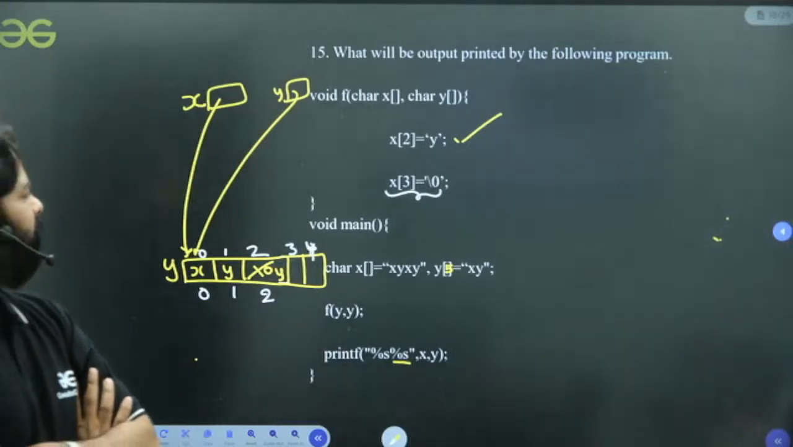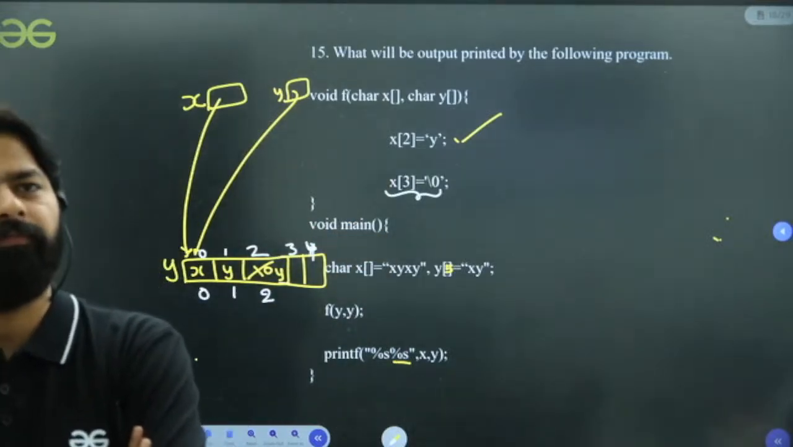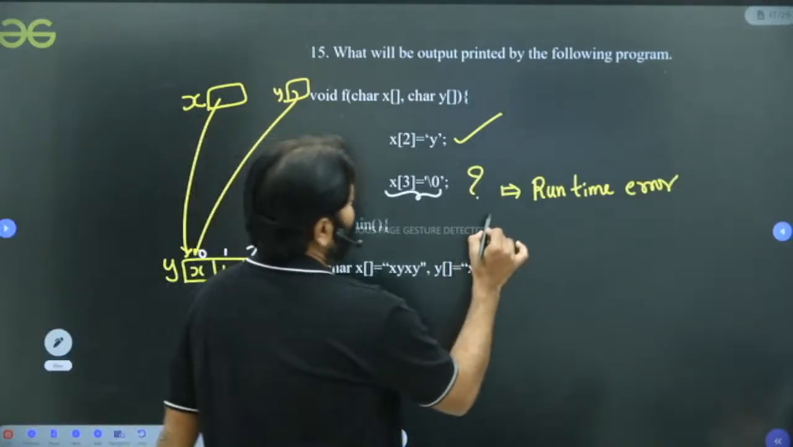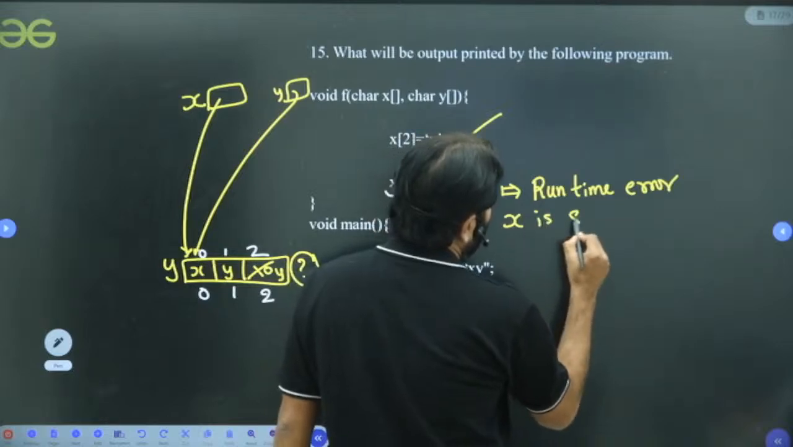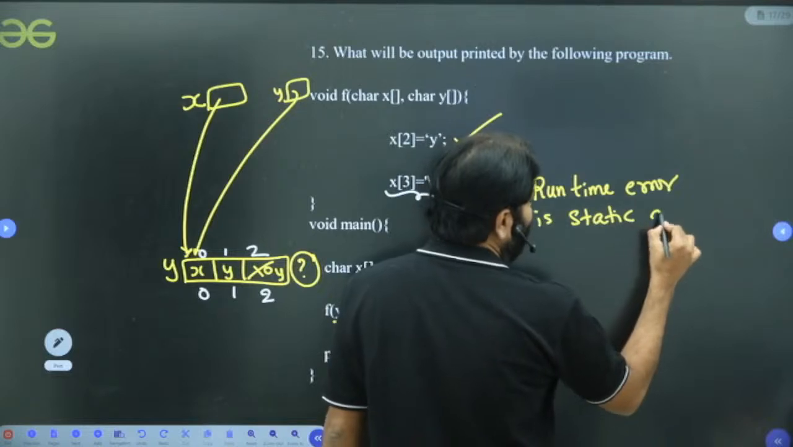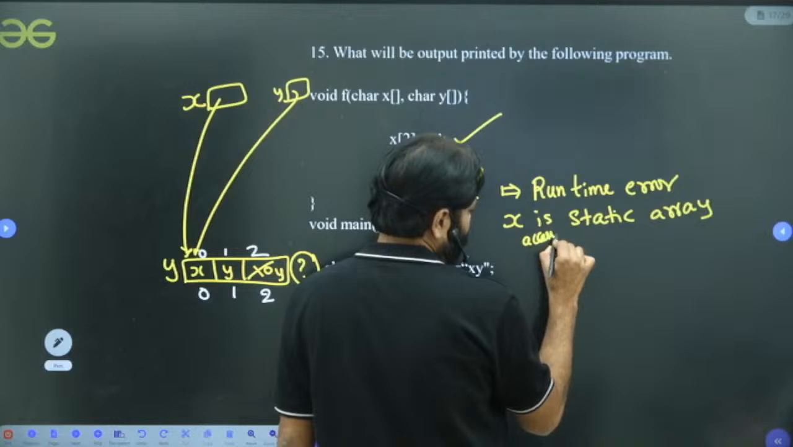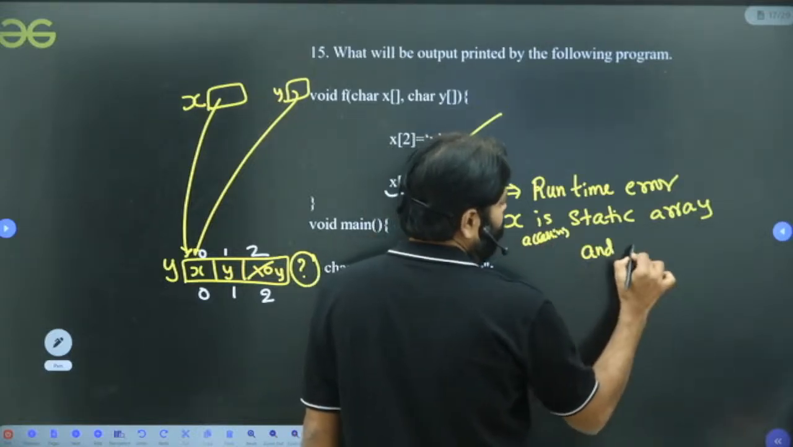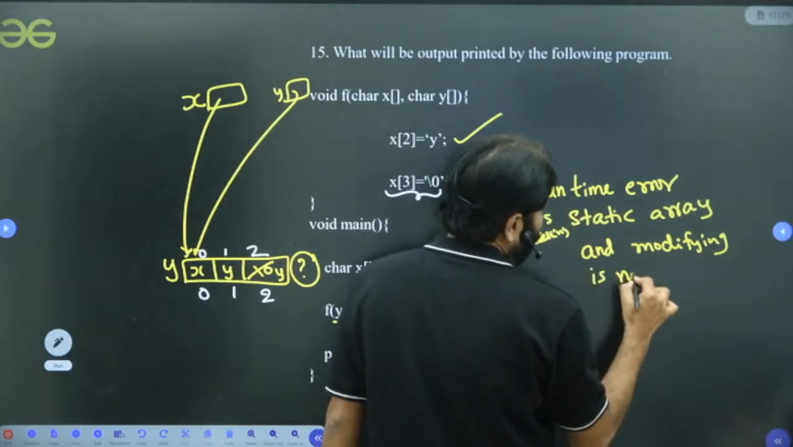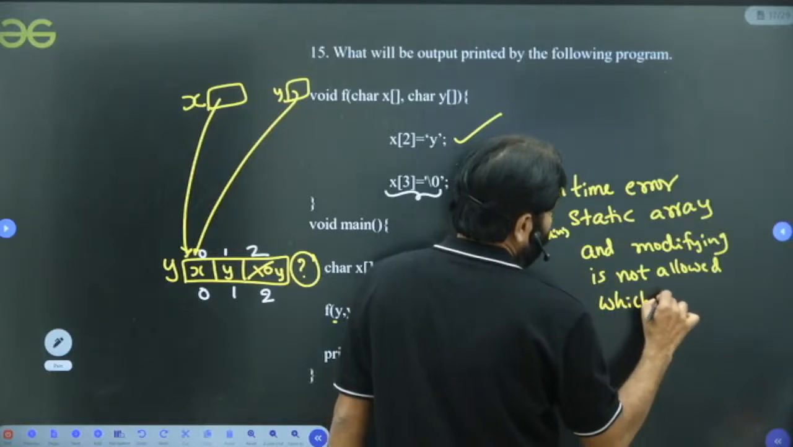No, Ankit, in the previous question you don't have the permission for that 3 location. You can print but you cannot modify. Previous question, x is a static array. X means that whatever x is representing is a static array. And modifying is not allowed because it's out of bounds. You can print it but you cannot modify, which is not user space.